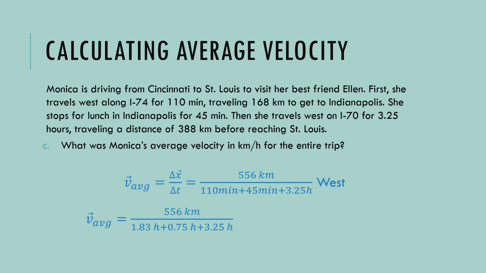And now that I have all my units matching, I can add together all that time in the denominator to find that it takes 5.83 hours. Using my calculator, I find that the average velocity for the entire trip is 95.3 kilometers per hour. And again, I have to have that direction of west on there to have a complete answer.